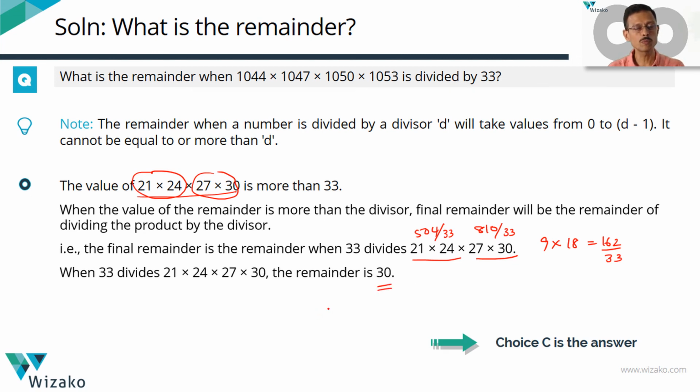Quickly recap the two properties. Remainder of the product is equal to product of the remainders. That's the first step. So find the remainders independently and then find their product. That's going to be easier. If the result that you get ends up being greater than 33, then divide that result by 33 to arrive at a remainder which is going to be less than 33.